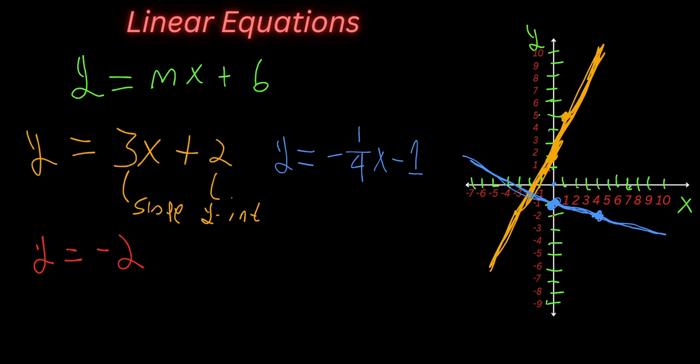All right, next we have our special case. We have a y-intercept at -2, and it's a horizontal line. There is no slope. There is no slope here. Horizontal. Y always equals -2.